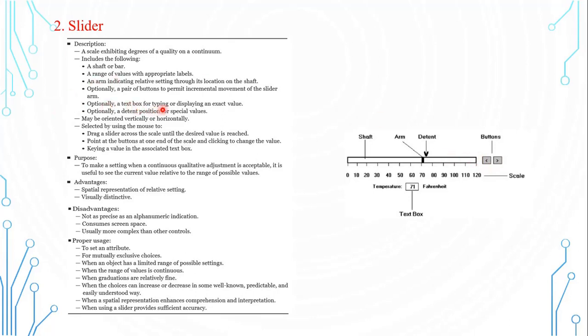Optionally, a text box for typing or displaying an exact value also can be permitted here. So here you can see that a text box is present. You can enter an exact value within this particular text box. Okay, so this is also again optional. If it's not needed, there is no need of providing this kind of text box. And one more optional item is a detent position for special values.